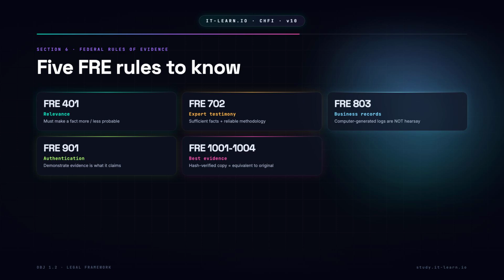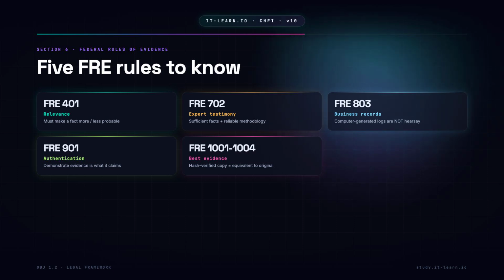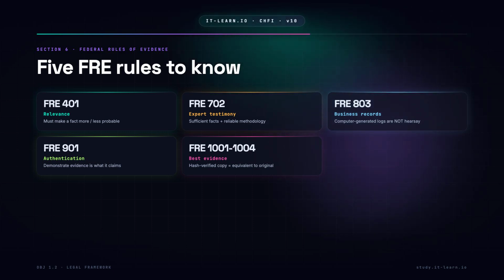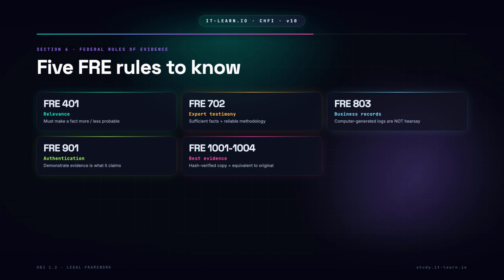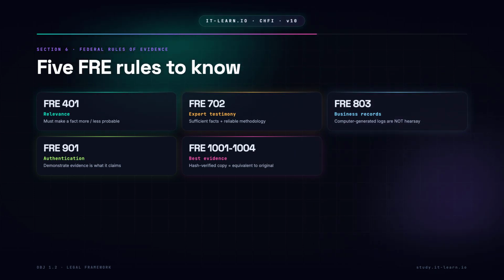Rules 1000 through 1004, the best evidence rule. Originals preferred, but here is the win for digital forensics. Rule 1003 says a forensic bit stream copy with matching hash values is treated as equivalent to the original. This is why hash verification is the backbone of digital evidence.